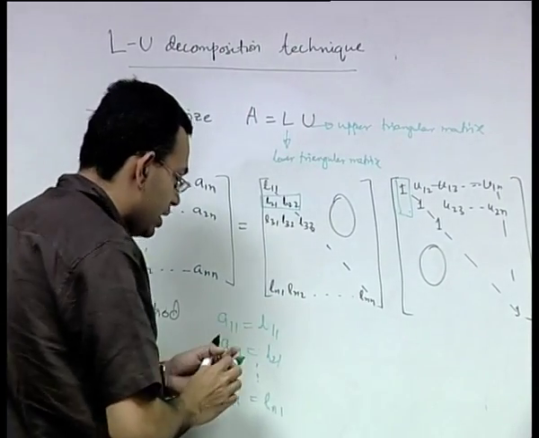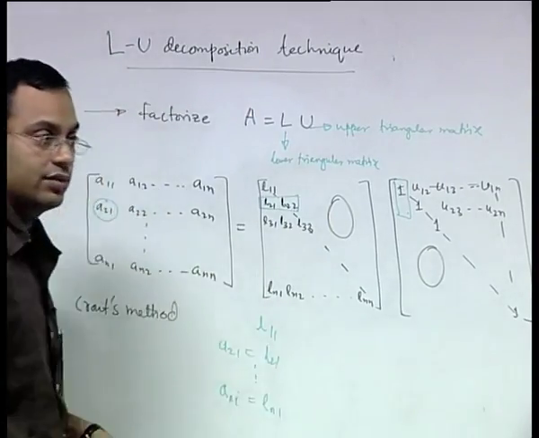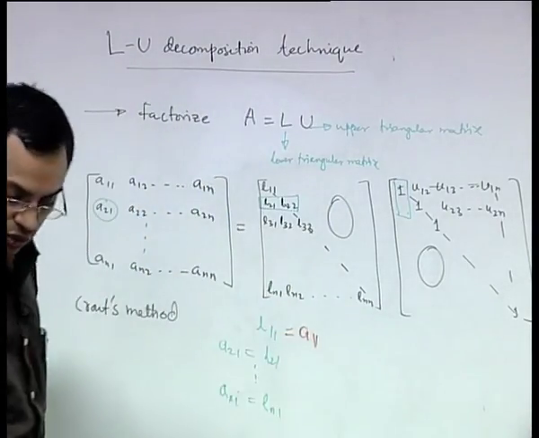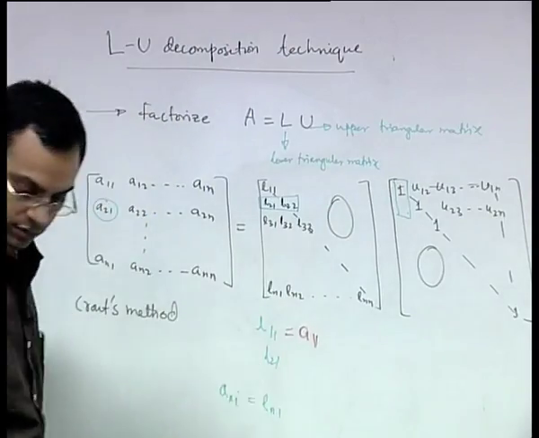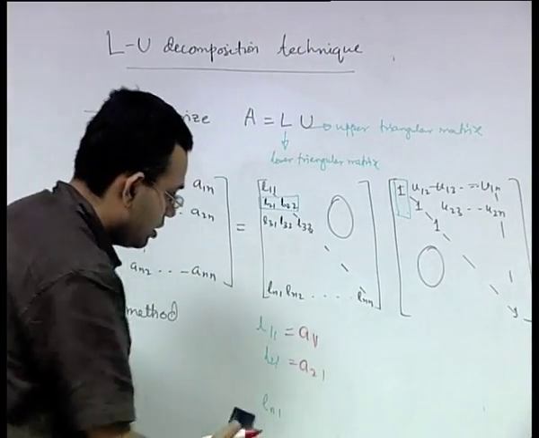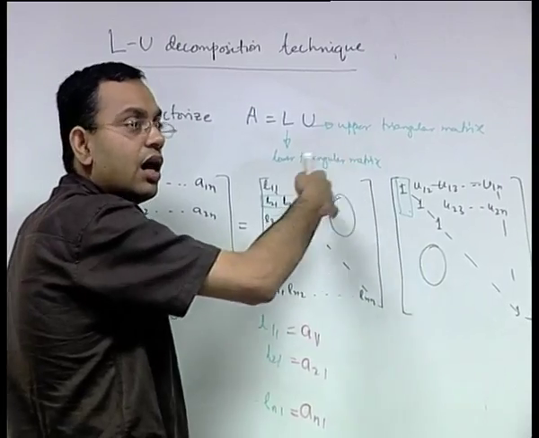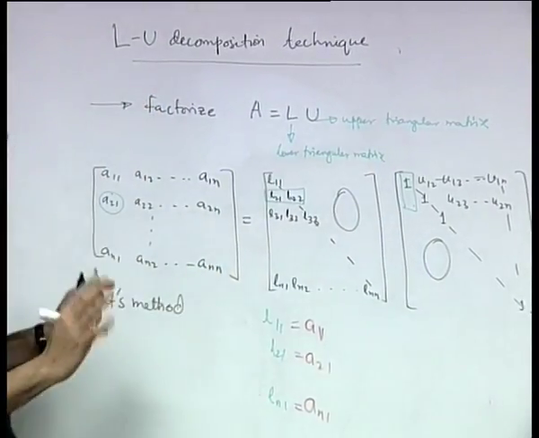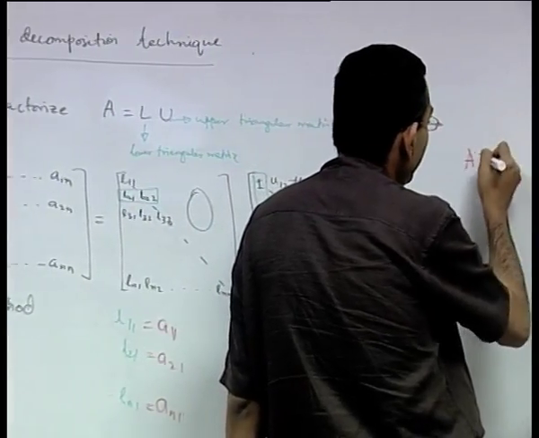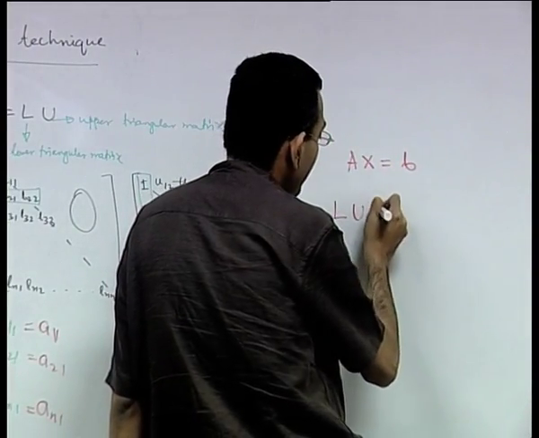Actually, you want L11, L21, Ln1 like this, not the other way. So, it is better to write L11 equal to A11 because the unknown is L11, L21 is A21, Ln1 is An1. So, in this way you can determine the unknown coefficients one by one. So, once you have found it out, then you can write your system of equations Ax equal to b in the following form: LUx equal to b.